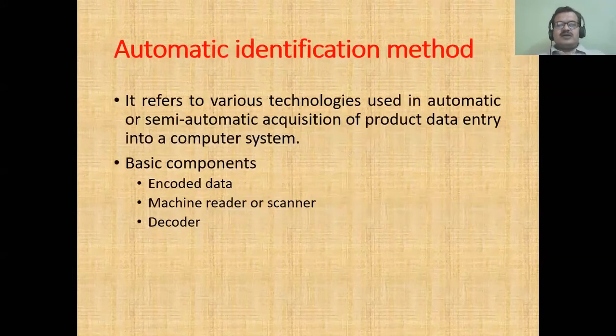Now, automatic identification method. It refers to various technologies used in automatic or semi-automatic acquisition of product data entry into a computer system. You might have seen when you visited Super Bazaar, or in many shops, the barcode is there on the product. So what they do, they have the laser scanner with them. They will just take the part in their left hand, and in the right hand they will have the scanner, and they will just put that scanner onto that barcode, and they will get the entry being done in the billing.